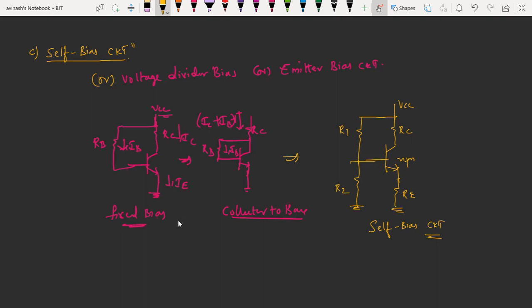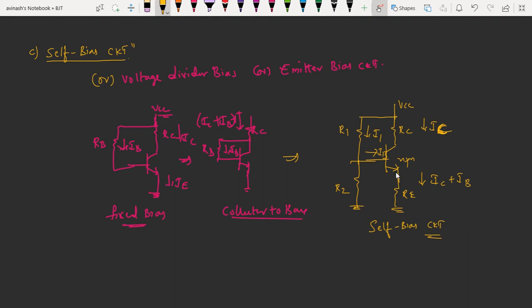So the current flowing here, let us take I1. What is the current flowing through this part? Let us take this as IB. Then the current flowing through this part will be IC plus IB. Then here will be IB. Sorry, this will be IC.